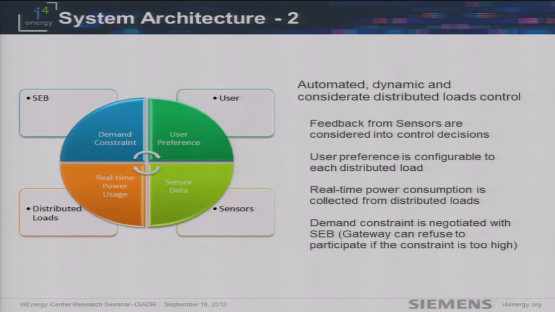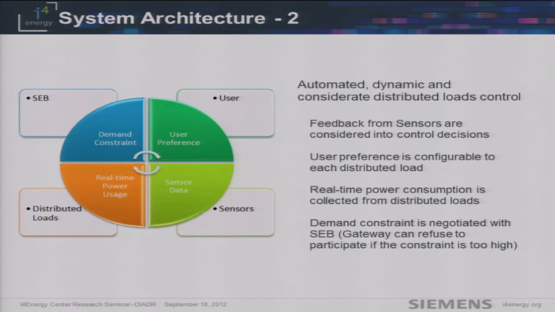About the factors taken into account for the negotiation by the gateway, the user preference is first and foremost important to us. The user could choose that this appliance is so important to me that I don't want it participating in the demand response. And he can also set whether some appliance is more important or less important.